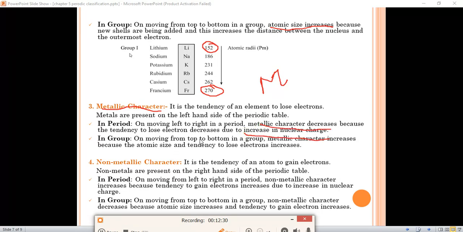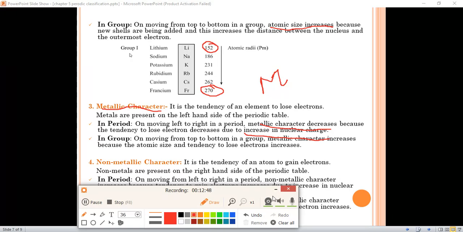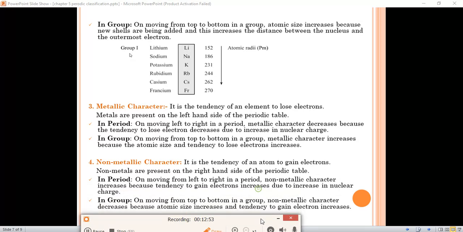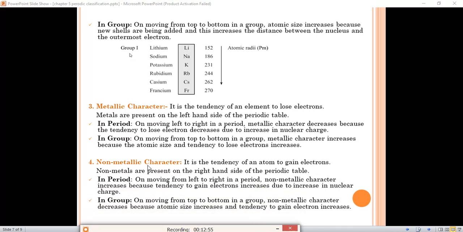In a group, what happens? When we move from top to bottom in a group, metallic character increases because atomic size and tendency to lose electrons increases. Metallic character increases because tendency to lose electrons for these elements will increase. So you have to remember, in a period, metallic character tendency will decrease, and in a group, metallic character tendency will increase.